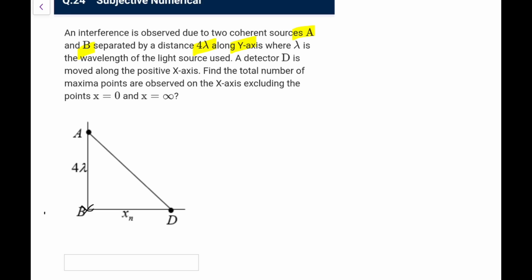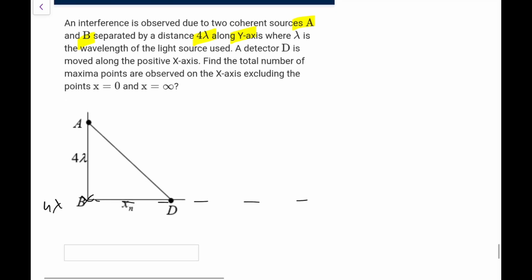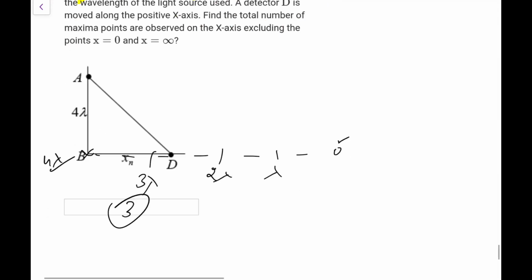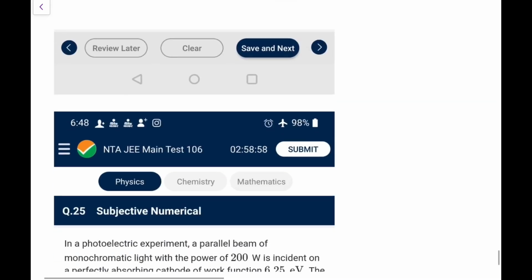So here you know the path difference is 4 lambda, and as you go it will be 4 lambda, 3 lambda, 2 lambda, and so on. So total number of maximum points excluding 0 and infinity. So one at 0 and one at infinity, so 0 and 4 lambda are excluded. So there will be lambda, 2 lambda, 3 lambda. So there will be only 3 maxima. That's an easy one, now if you can manage it.